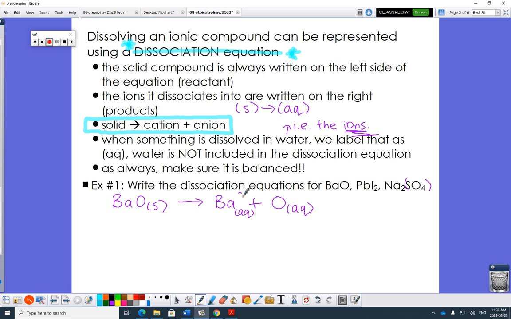If you want, I encouraged you to write the charges at the top. This, I said you didn't have to do. This emphasizes further that it's an ion, not its natural state. Okay, so that is a little bit weird there.